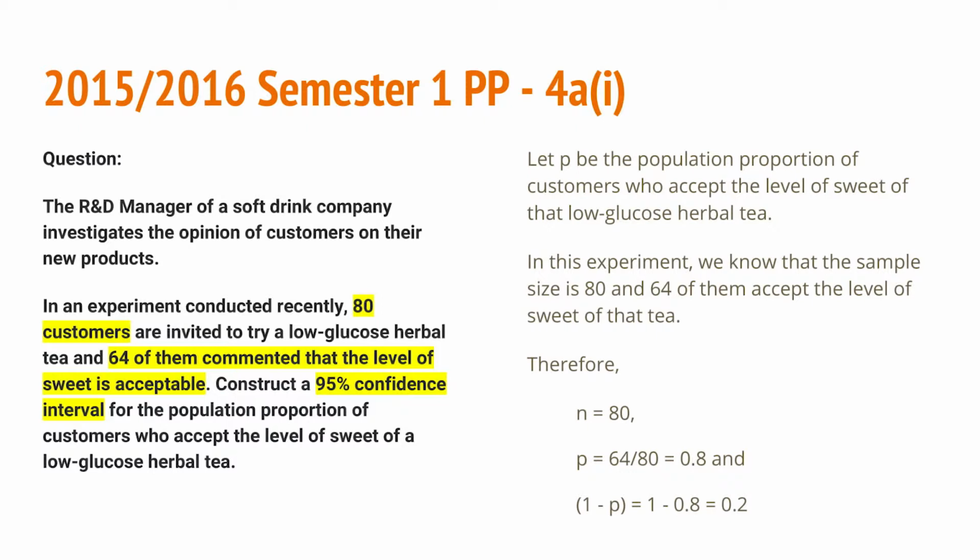Let P be the population proportion of customers who accept the level of sweet. In this experiment, we know that the sample size is 80 and 64 of them accept the level of sweet. Therefore, n equal to 80. Then P equal to 64 over 80 equal to 0.8. And 1 minus P equal to 1 minus 0.8 equal to 0.2.